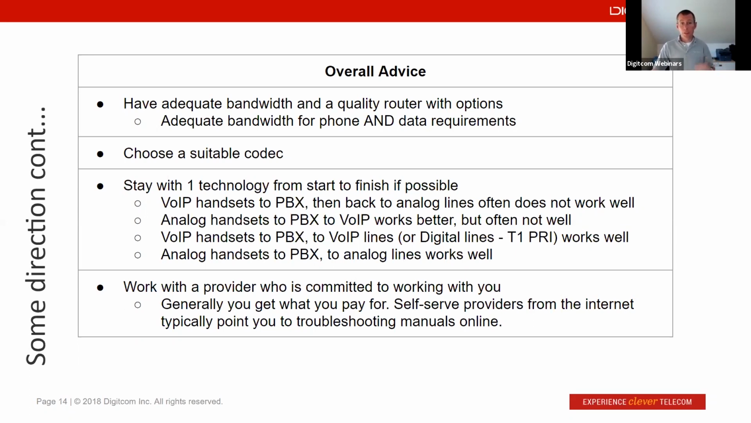Analog handsets to PBX to VoIP, just fine, because the PBX seems to do a very good job of handling the analog handset. VoIP handsets to a PBX, your phone system, just for those who forget, to VoIP lines are fine, or a PRI, because digital to digital works perfectly. They're not transcoding over and over and over again.